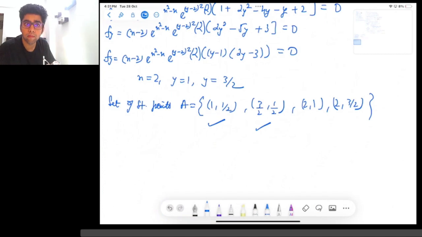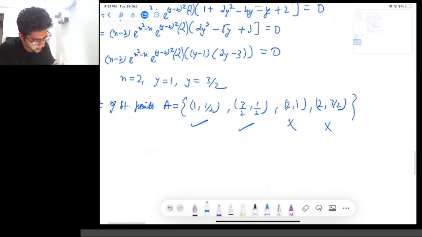And this point, my x is 2 and my y is 1, so this point is rejected. Why? Because my y lies between 0 and half. Again, this point is also rejected. Why? Because my y lies between 0 and half. So we only have 2 points left.